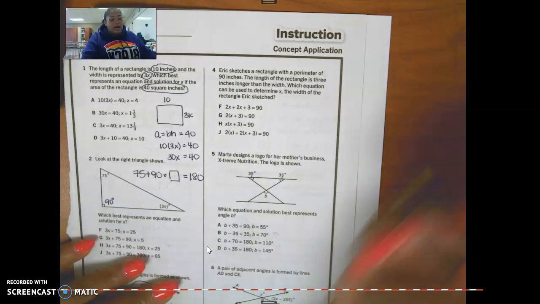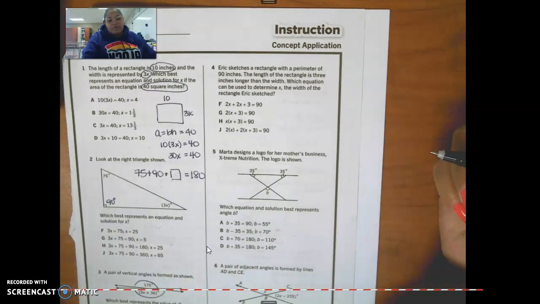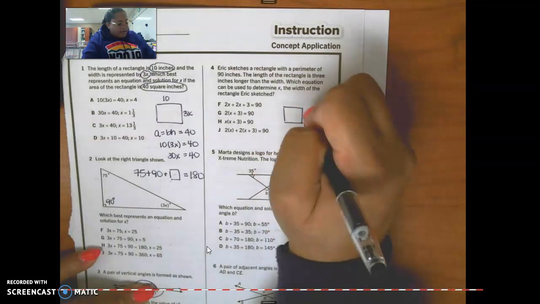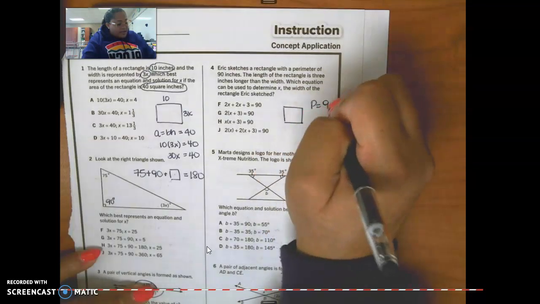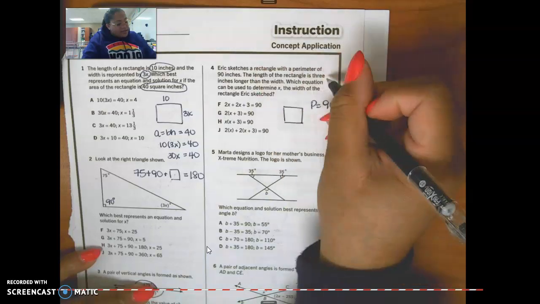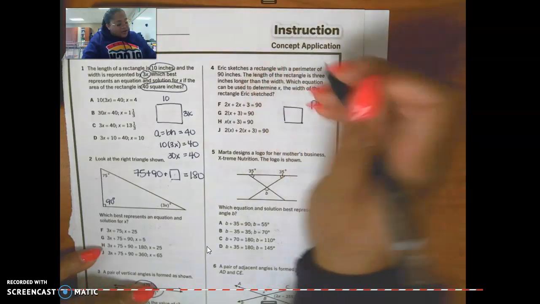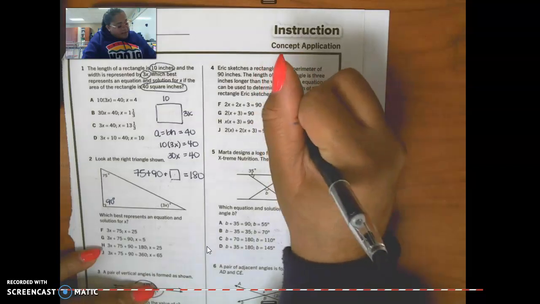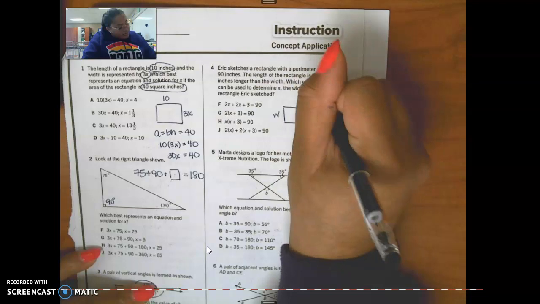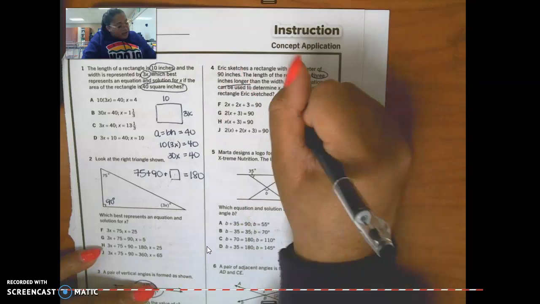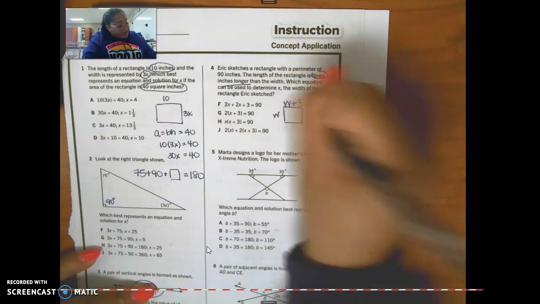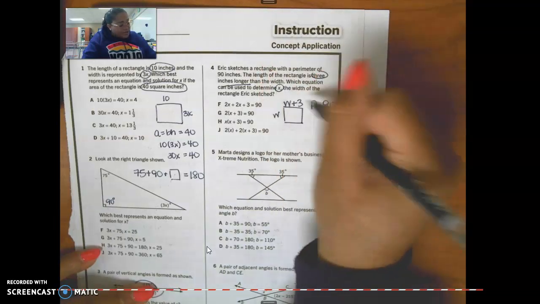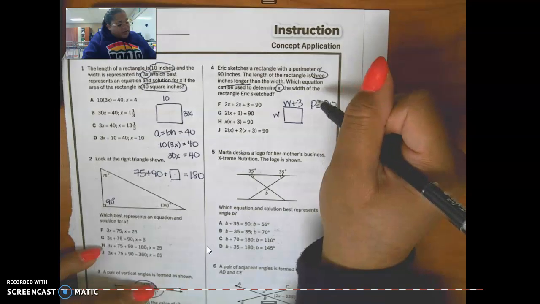Number 4, Eric sketches a rectangle with the perimeter of 90 inches. Here's my rectangle, and then the perimeter equals 90 inches. The length of the rectangle is 3 inches longer than the width. So here's my width, and then the length is 3 inches longer, so that means W plus 3. Which equation can be used to determine x, or W, the width of the rectangle Eric sketched?